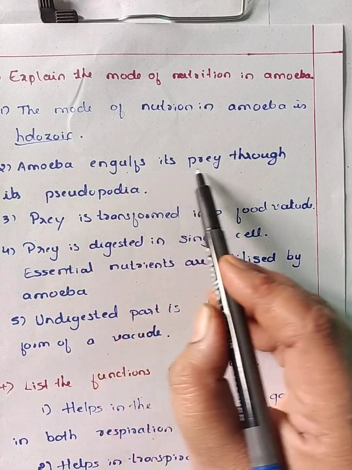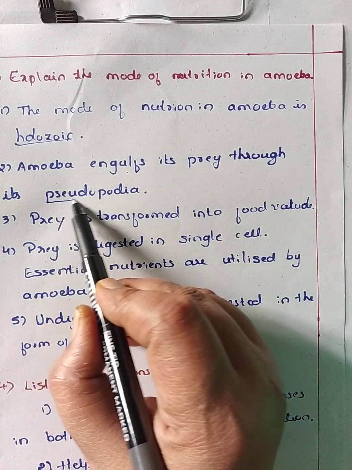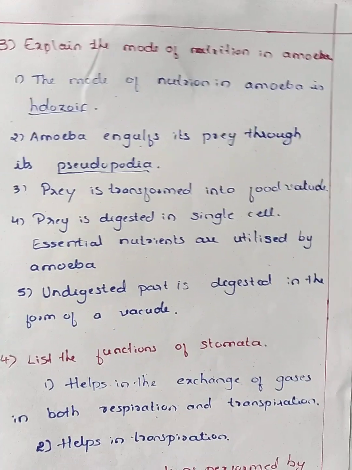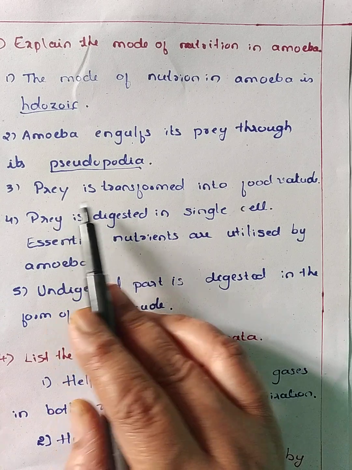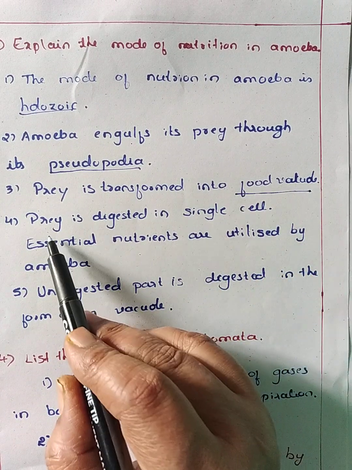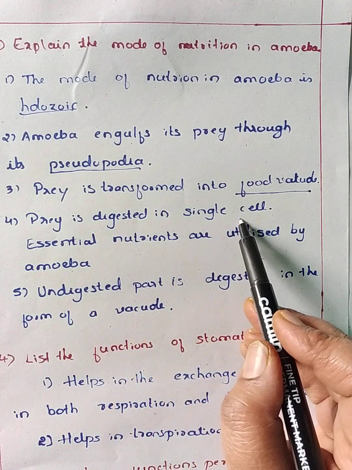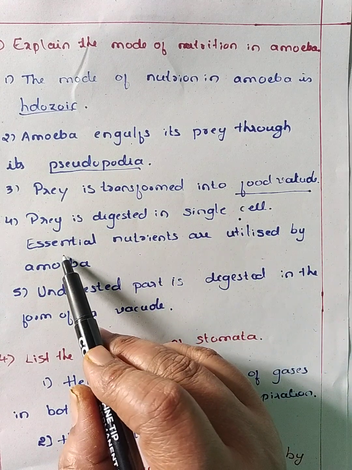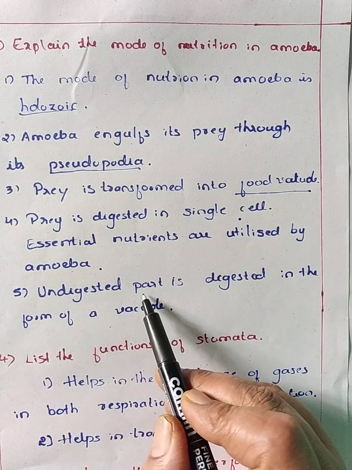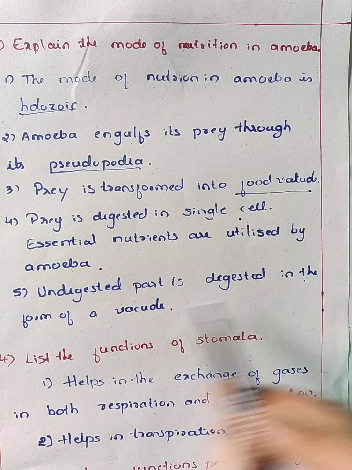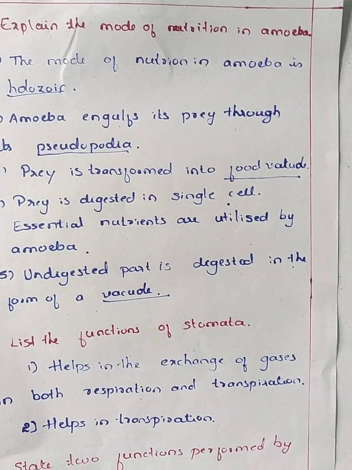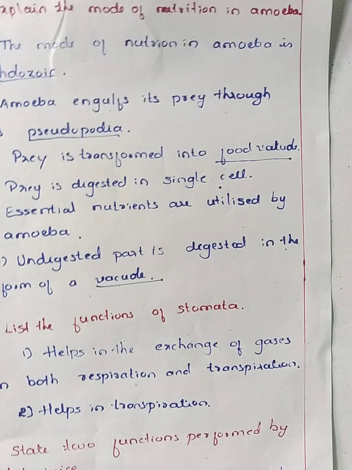Amoeba engulfs its prey through the pseudopodia. Pseudopodia means the leg-shaped projections of the amoeba. Then the prey is transferred into the food vacuole, and the prey is digested in the single cell, and essential nutrients are utilized by the amoeba, and the undigested part is expelled in the form of a vacuole. So this is the mode of nutrition in amoeba.